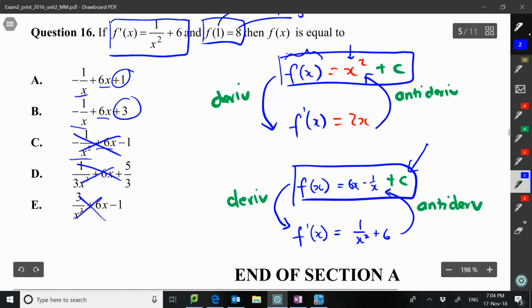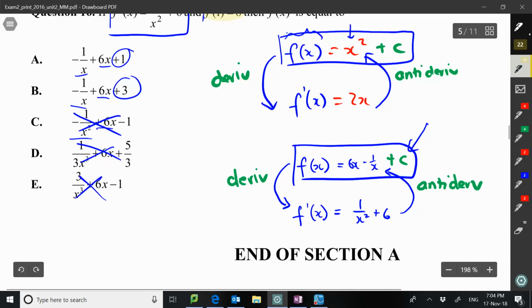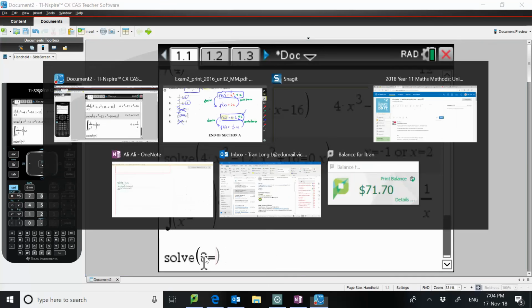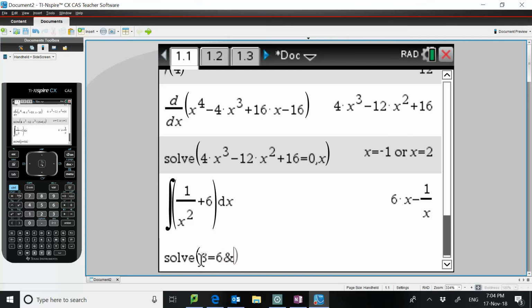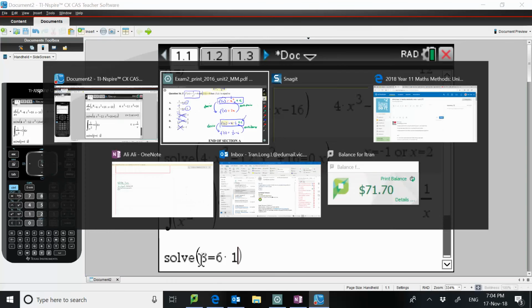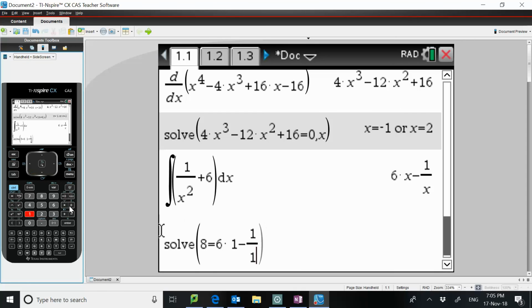Now, the only way to find c is I need to substitute this piece of information they've given me here, when x is 1, y is 8. I need to sub that in. So this whole side is your y value, this is your x value. So this is what I'm going to do. I'm going to solve for 8, because it was f(x), true. So 8 is your y value equals 6 times x, which they said when x is 1, so times 1, minus 1 over x, no, x is 1, okay? Now remember there was a plus c.